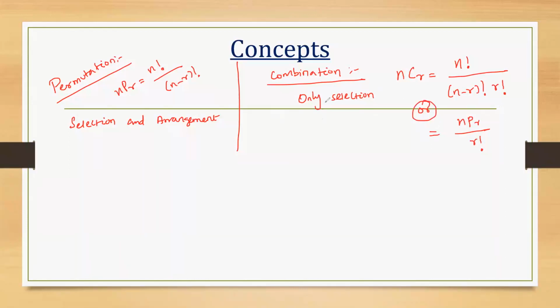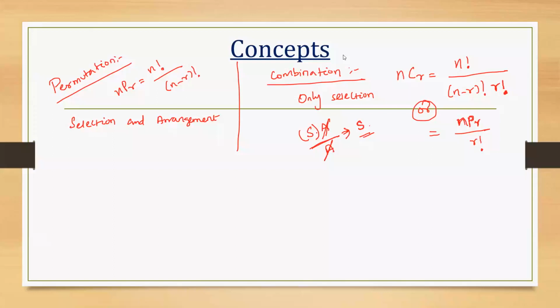Since in permutation we have selection and arrangement, and in combination we have only selection, if you divide by the arrangement, you will get only selection. That is the meaning here. That's why we divide by r factorial, the number of arrangements. If you divide nPr by r factorial, you will get nCr. Selection into arrangement divided by arrangement gives only selection. That's the combination.